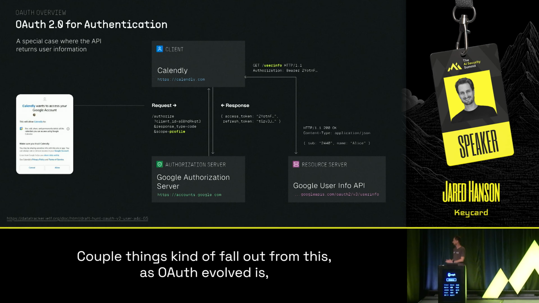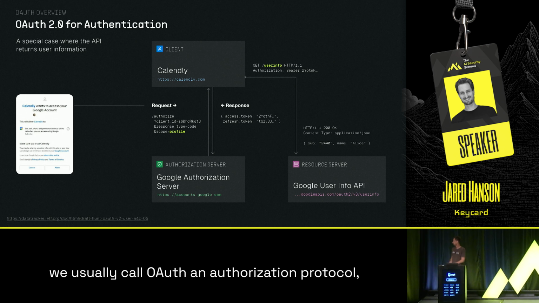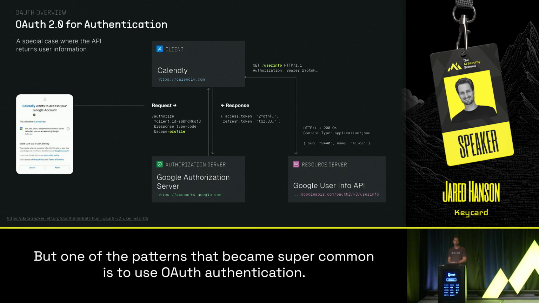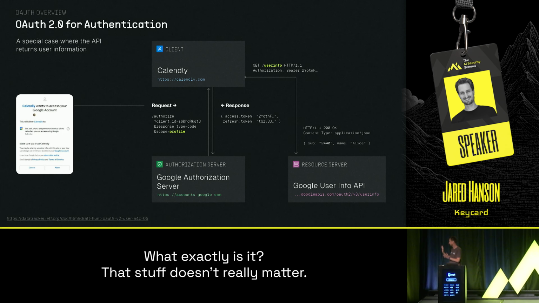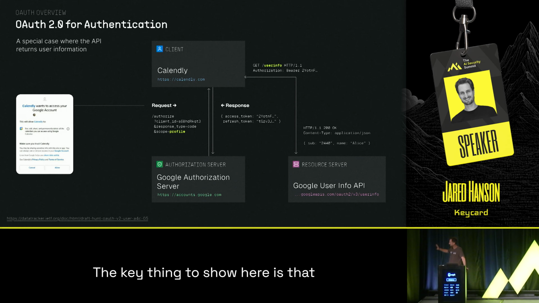A couple things kind of fall out from this as OAuth evolved. We usually call OAuth an authorization protocol, so you're accessing APIs. But one of the patterns that became super common is to use OAuth for authentication. And then we get into these authentication versus authorization discussions. What exactly is it? That stuff doesn't really matter.